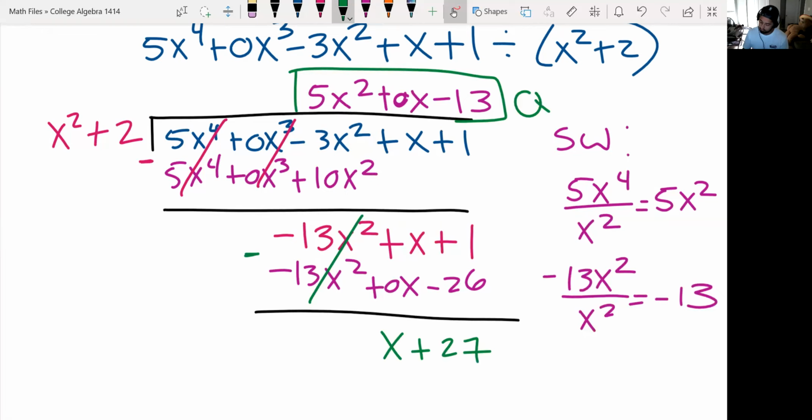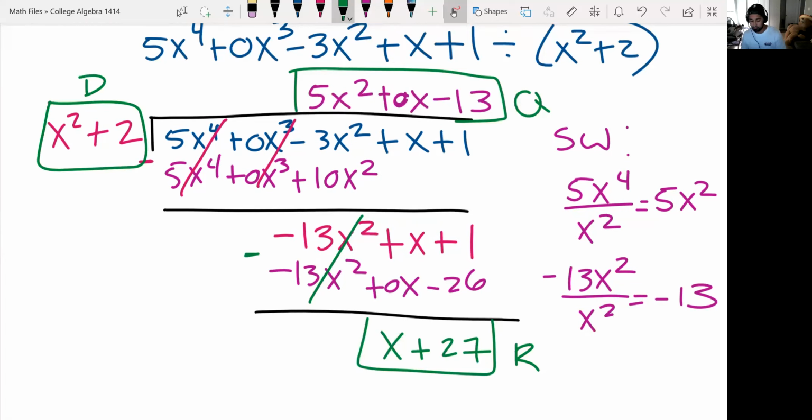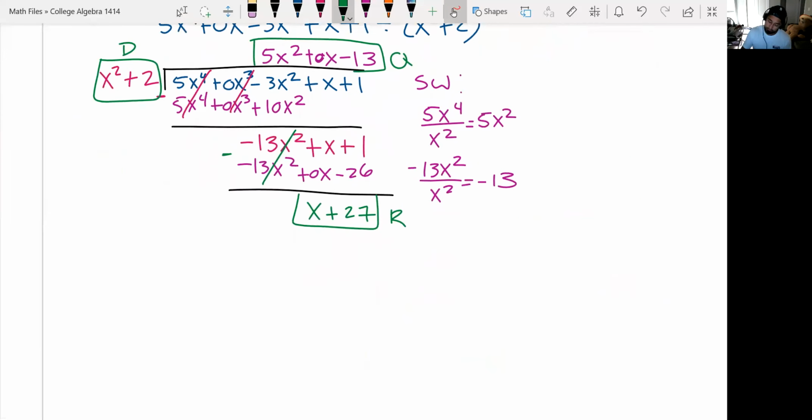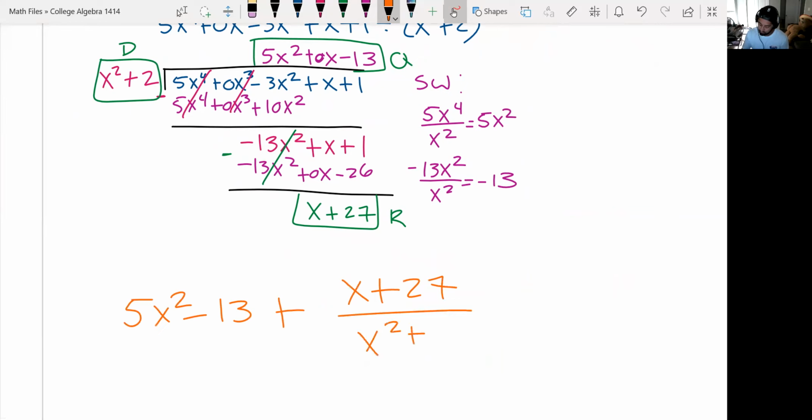Here's your quotient, remainder, divisor. Final answer. We don't need that 0x. I just put it as another placeholder just to keep everything proper. So final answer is 5x squared minus 13 plus remainder over divisor.